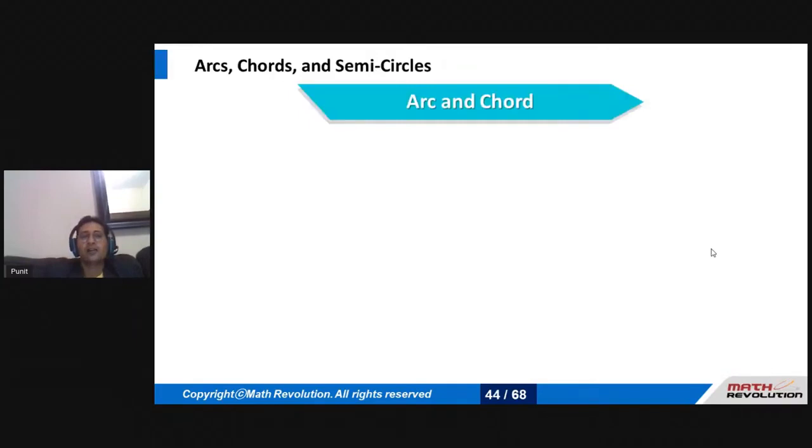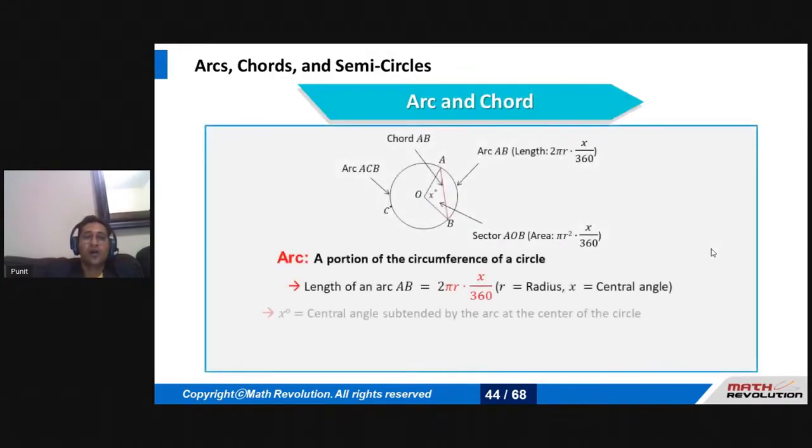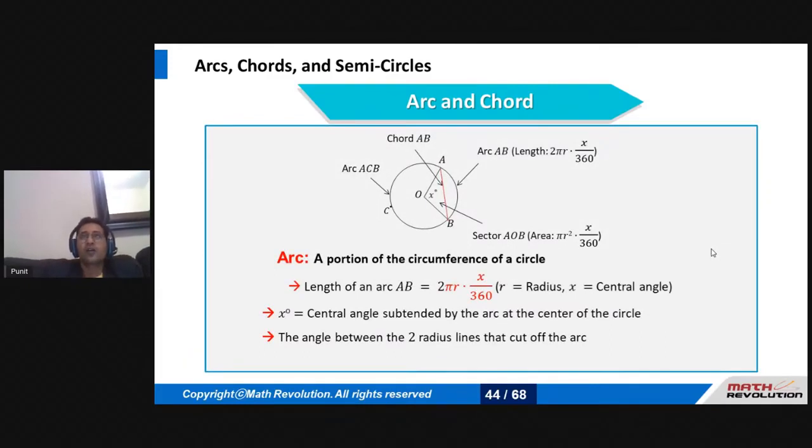Let's talk about arcs, chords, and semicircles, the other important parts of circles. A chord is a line joining two endpoints on the circle. I won't say it cannot be a diameter, because the diameter itself is the longest chord, but it has to pass through the center. Anything joining the endpoints on the circumference is a chord. So AB here is a chord, and we have an arc ACB. We have a minor arc AB.